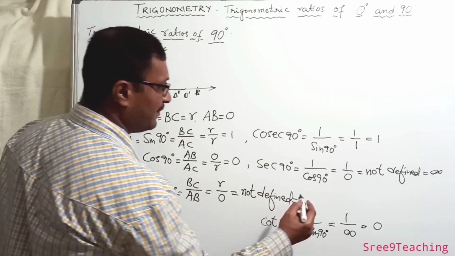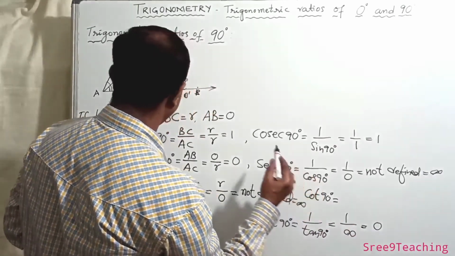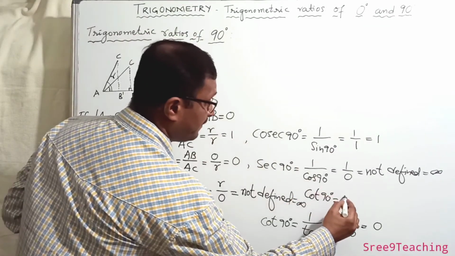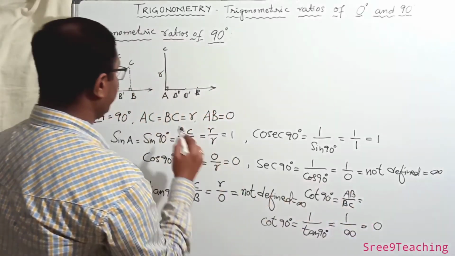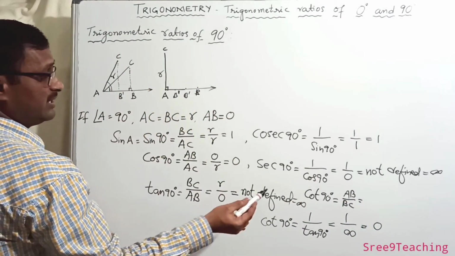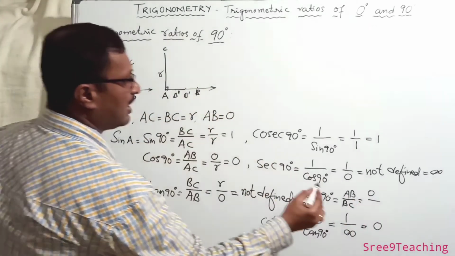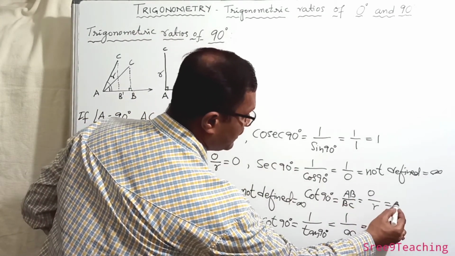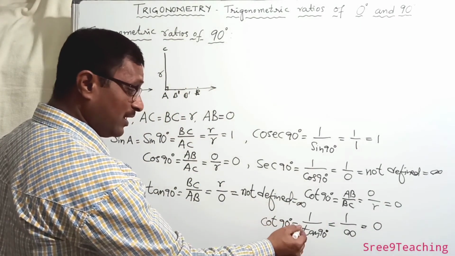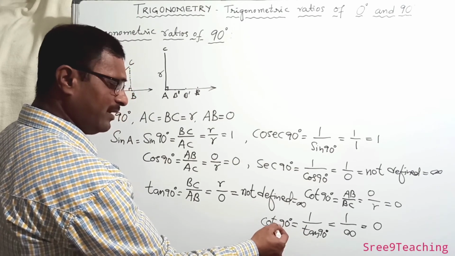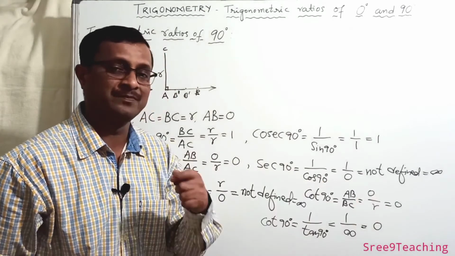Otherwise, in the form of cot 90 degrees, we are checking, that is adjacent side AB by opposite BC. Now what is the AB value? AB is 0. What is BC? BC is R. Now 0 by R is equal to 0. Hence cot 90, if you take the reciprocal of tan 90, you get cot 90, which is nothing but 0. Even in the form of ratio also we got 0.